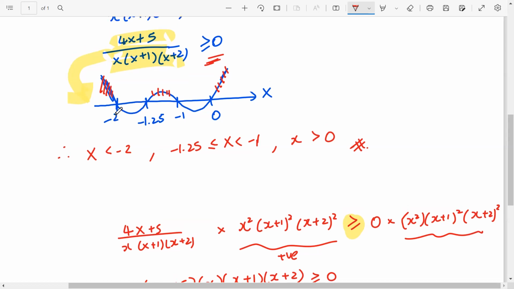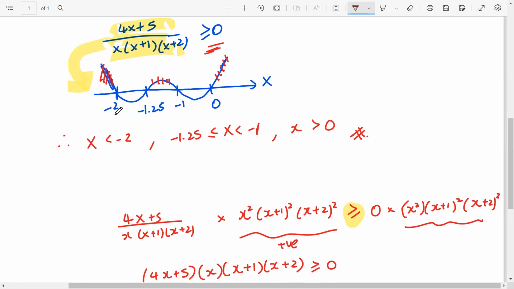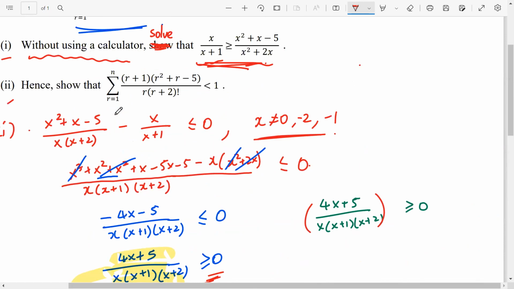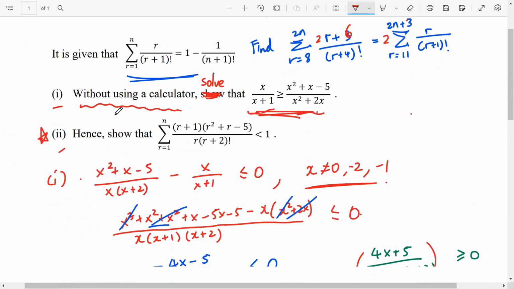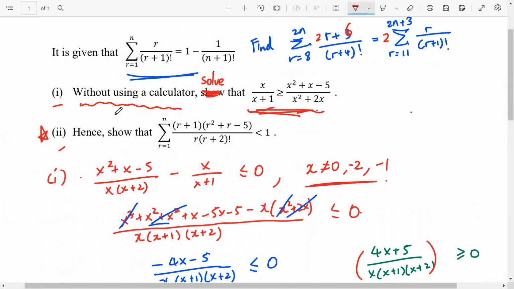Copy finish? Okay. So now part 2. The main thing wasn't to teach part 1, it was to teach part 2. So for part 2, hence show this. Now we are given this summation. Part 1 is also to do this summation, but you can see that there's no link to this part. So the question now is, how do we start this thing?